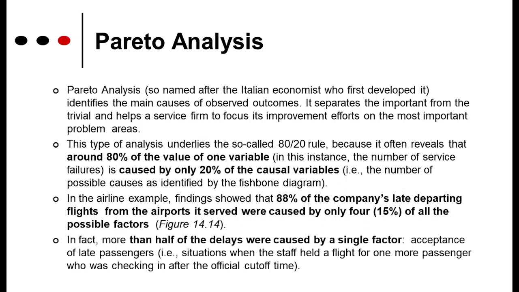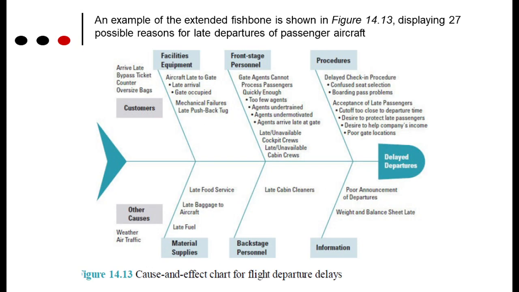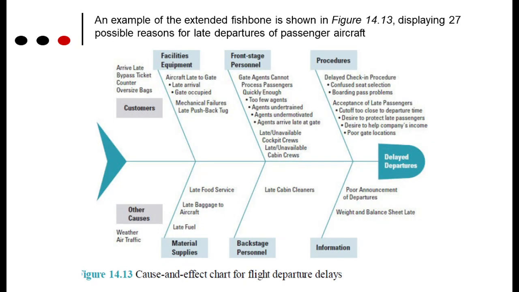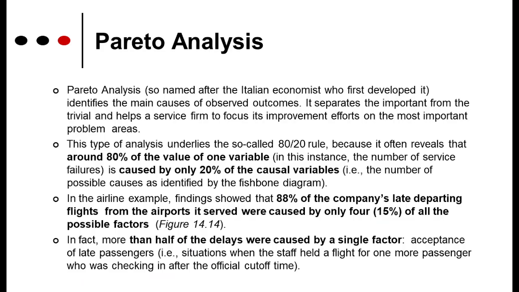These are the causal variables, the number of possible causes identified in the fishbone diagram. Here there are 27 problems, and all these problems can lead to delayed departure. If 80% of delayed departures can be caused, instead of by all these problems, by only 20% of the problems.